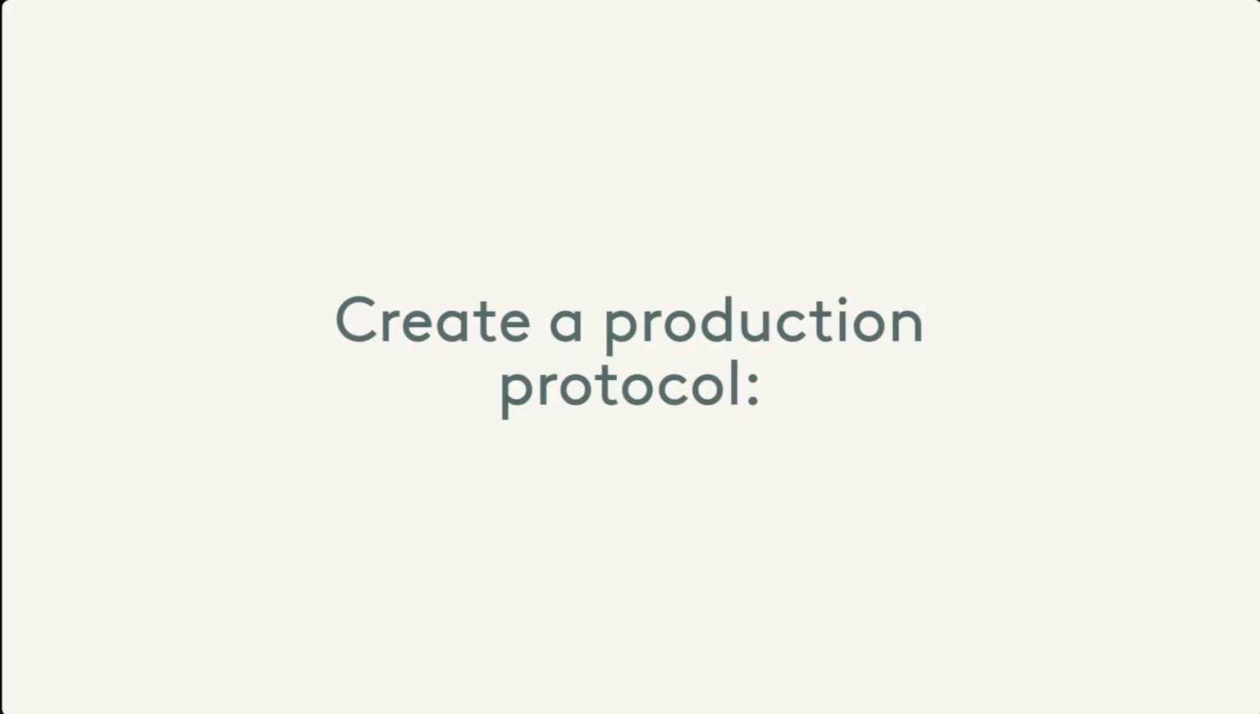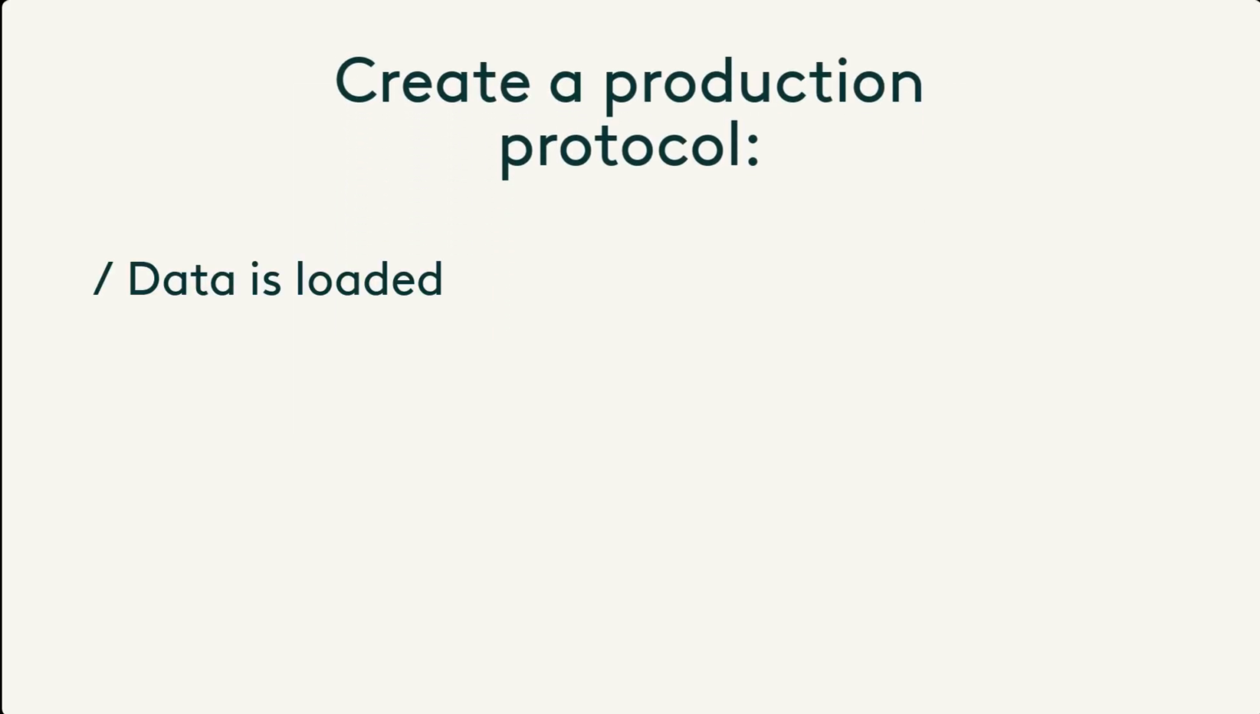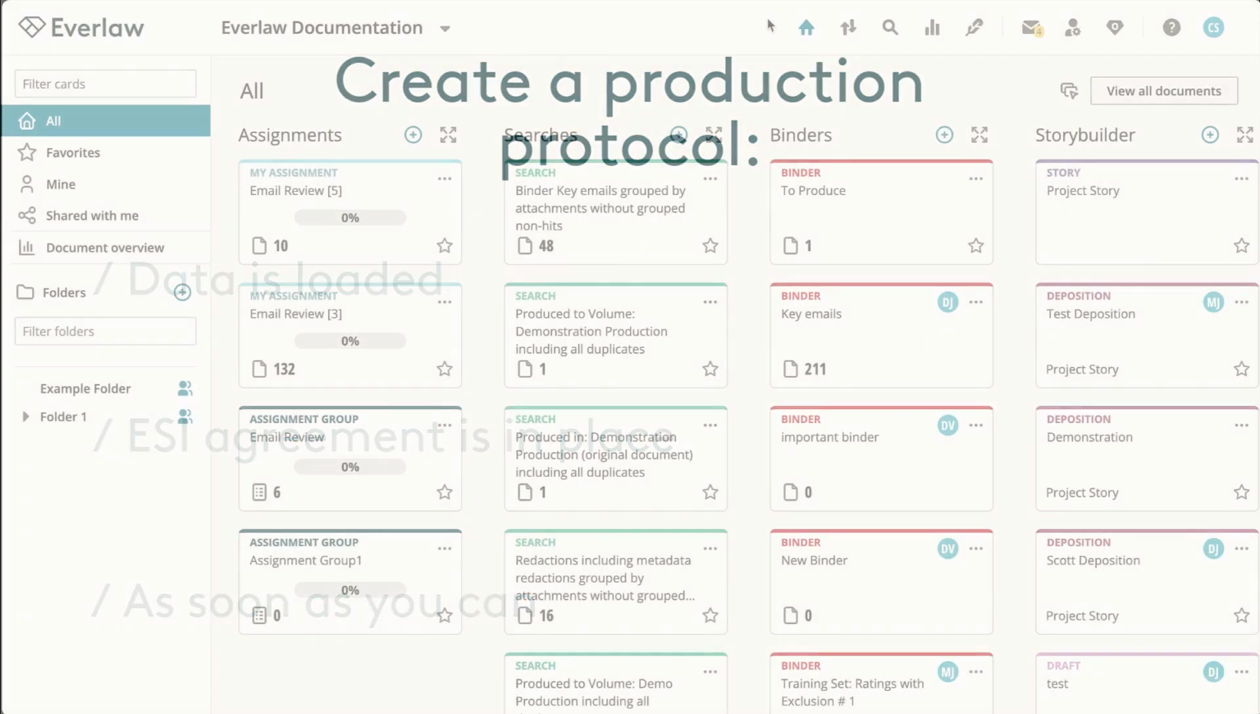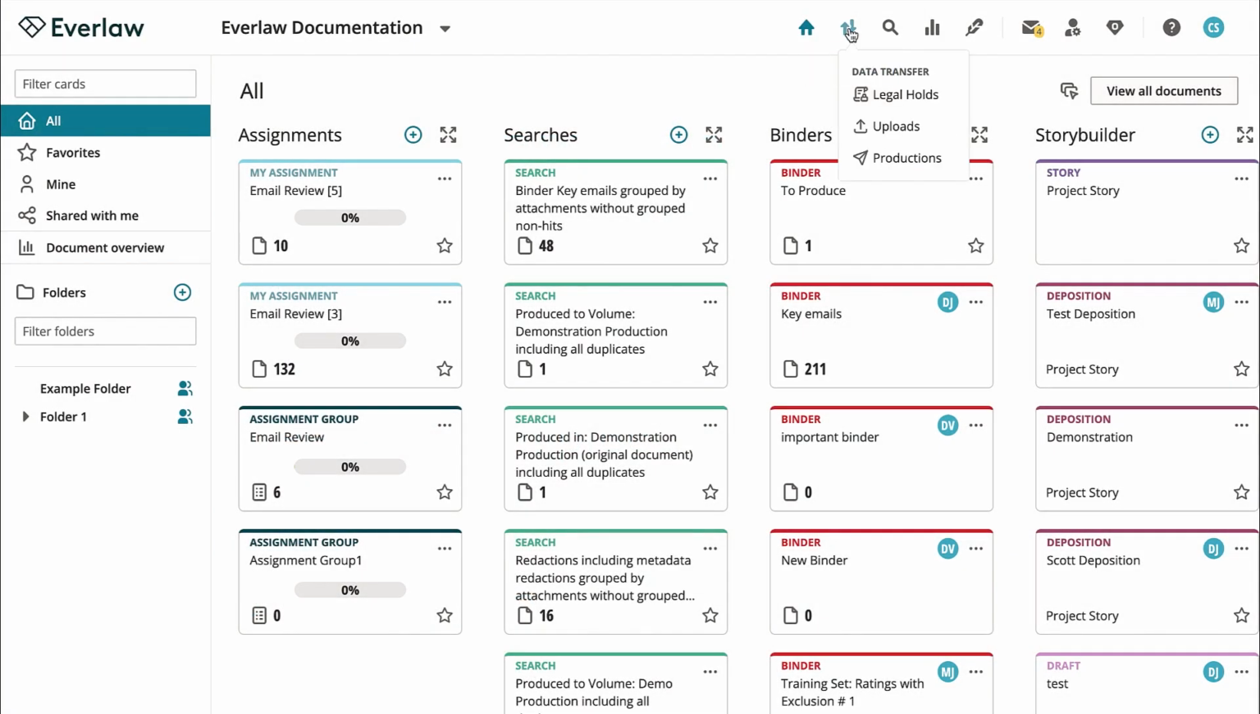You can create your production protocol once your data is loaded and you have an ESI agreement. Many teams find that it makes production deadlines less stressful to have the production protocol ready well before the production is required. To create a protocol, go to Data Transfer, Productions.